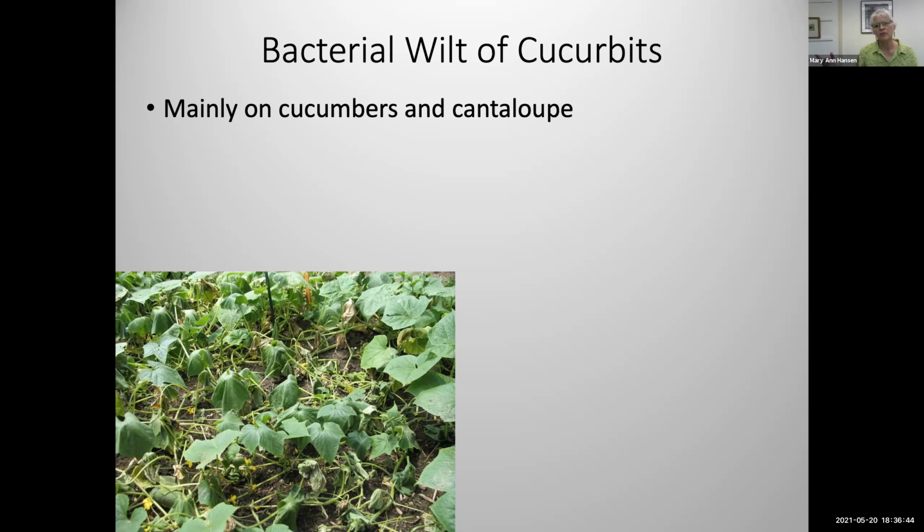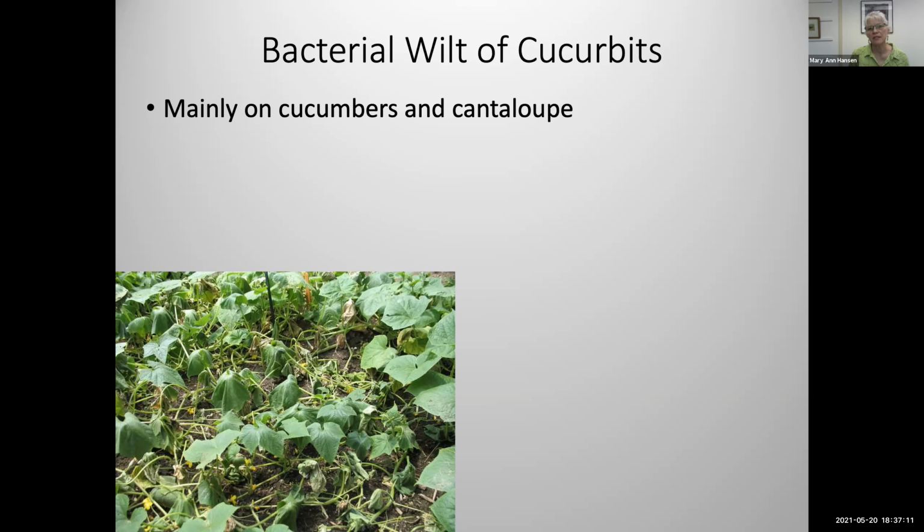And you'll see individual vines wilting during the heat of the day, and then finally they just permanently wilt and don't recover. And you can use that same little technique that I showed you. You can cut a little sliver of the vascular system in the stem and put it in water and see if bacteria dump out. And typically, if you've got wilting in cucumbers and cantaloupe, that's the most common disease that you might see.